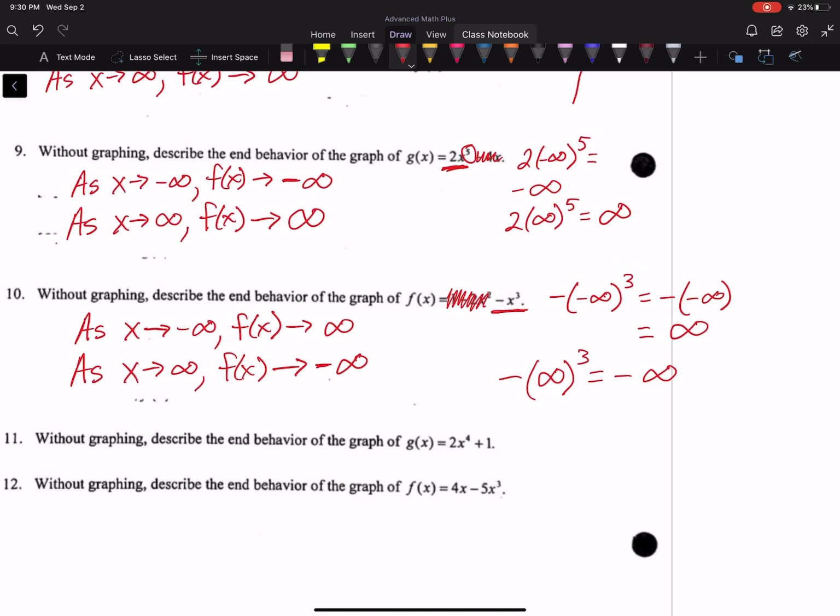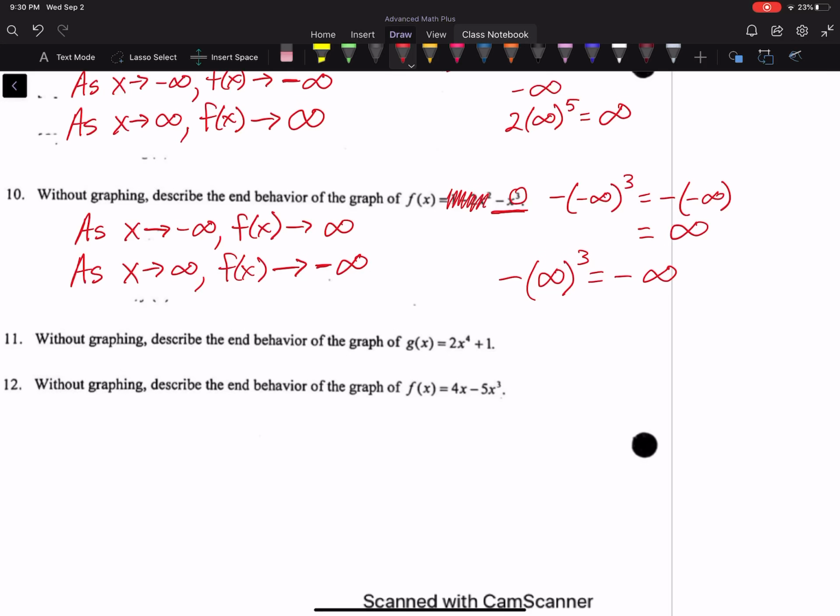Again, one more time, the rule holds. Odd exponent, one has to be positive, one has to be negative. Every time. Okay? Last two.